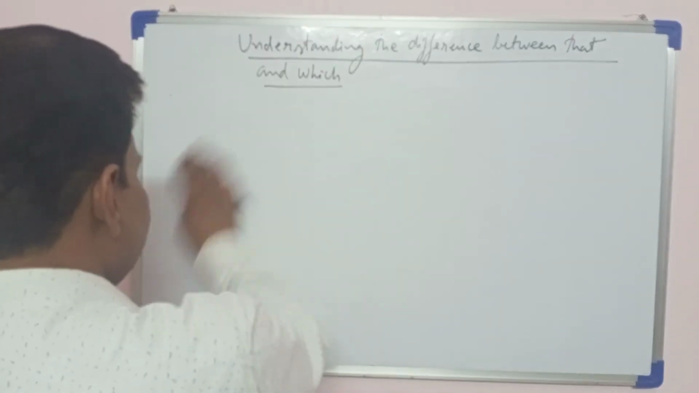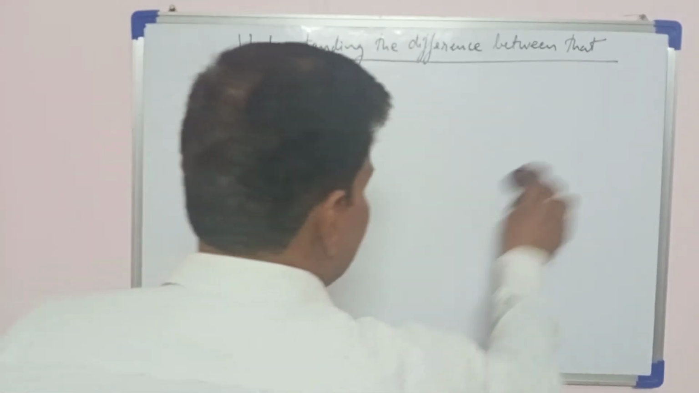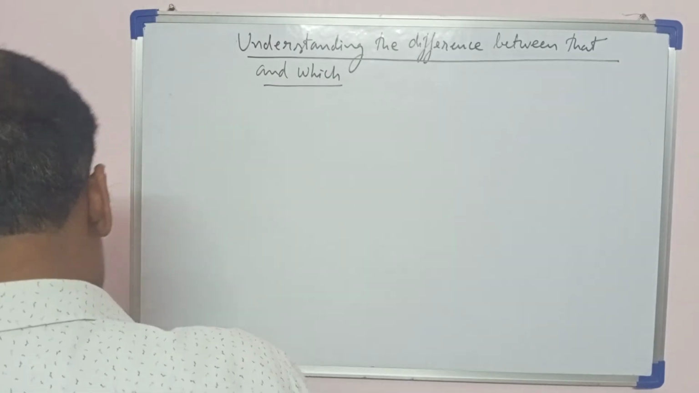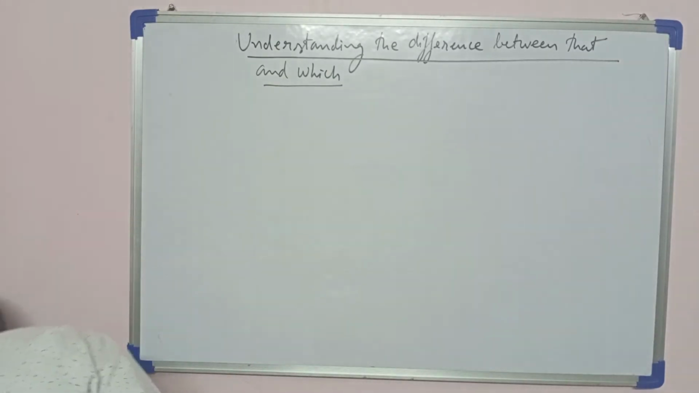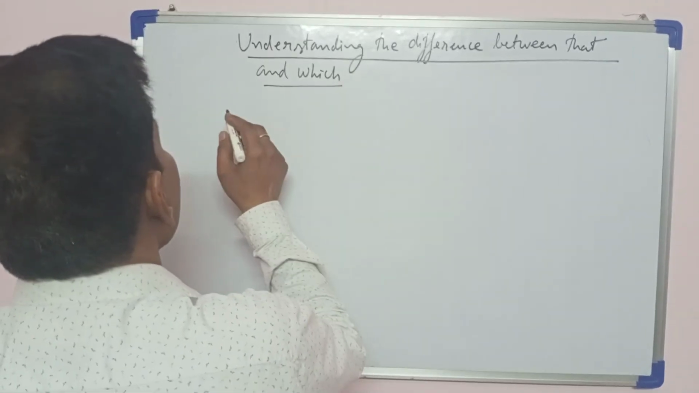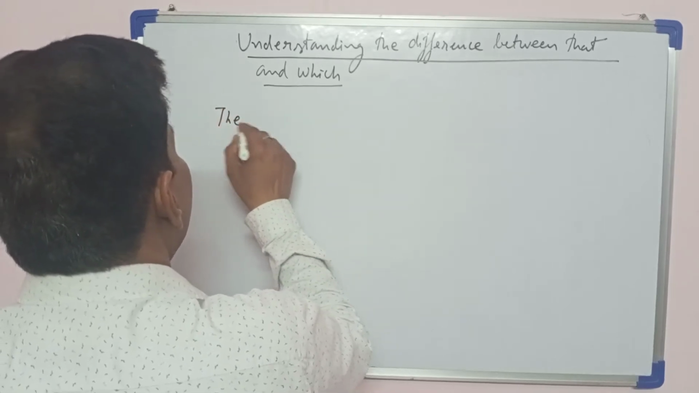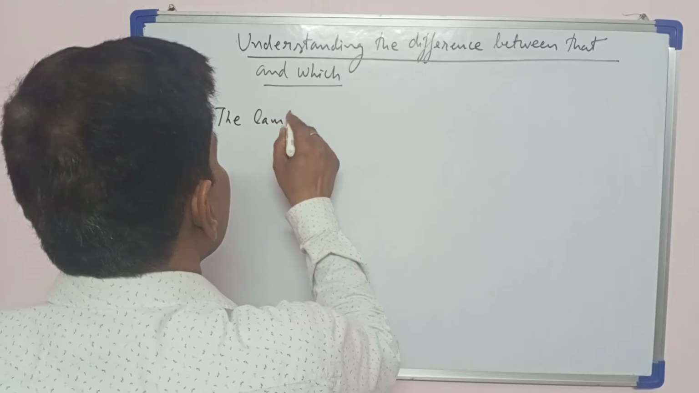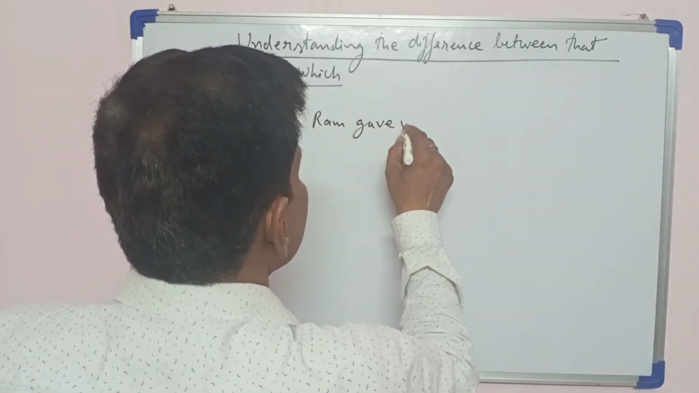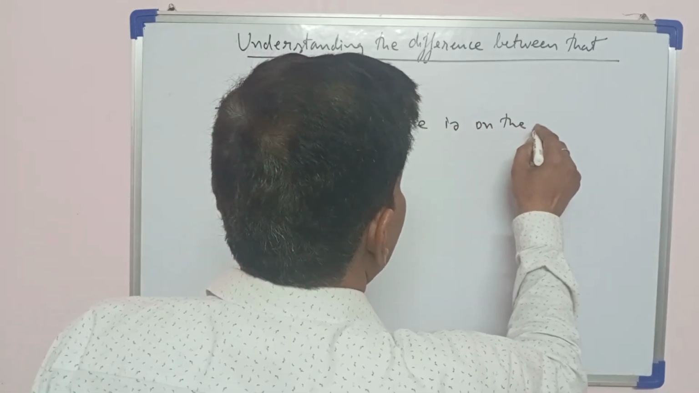So if there is more confusion in our mind, we should not use any of these two words. We can write the previous example without using the comma and without using that or which. The lamp Ram gave me is on the bedside table.